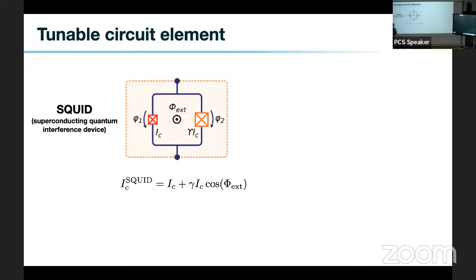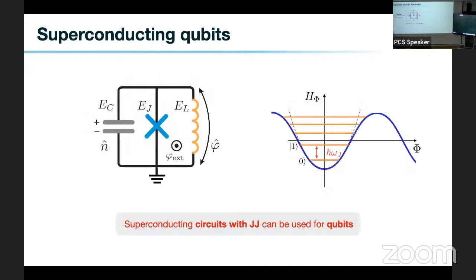Sorry, I have also a question. Can you go back one? I failed to get what you did. Before, you were having all the levels spaced by omega r. If I understand correctly, that was not a qubit because the transition from 0 to 1 was the same as the transition from 1 to 2. So, okay. Now, what did you get?